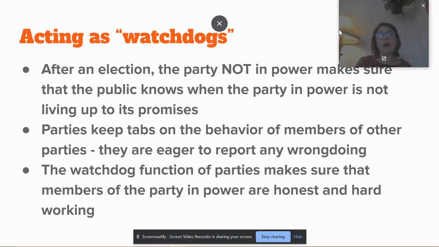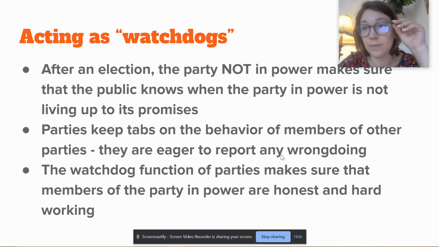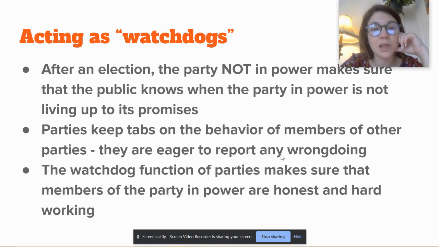The last note here is that after an election, the party not in power usually makes sure that the public knows when the party in power is not living up to its promises. This is like the understatement of the year, because as you should know from looking at the news, everybody just wants to point fingers at what a terrible job the other group is doing. Your book says that parties keep tabs on the behavior of members of other parties. They're eager to report any wrongdoing. The watchdog function of parties. Think about what a guard dog would do. They make sure that members of the party in power are honest and hardworking.